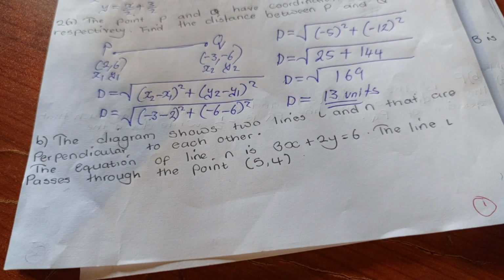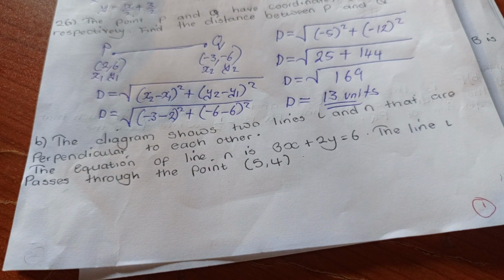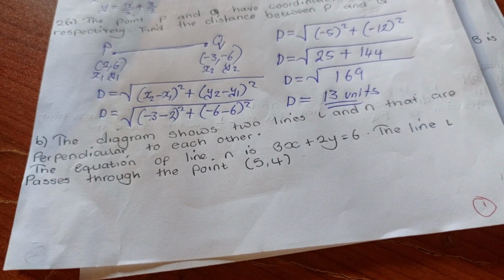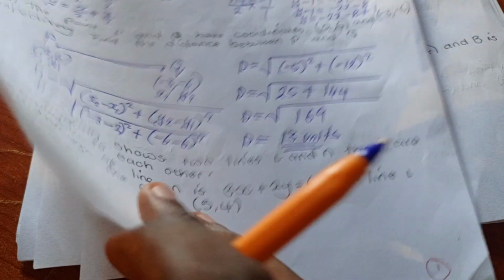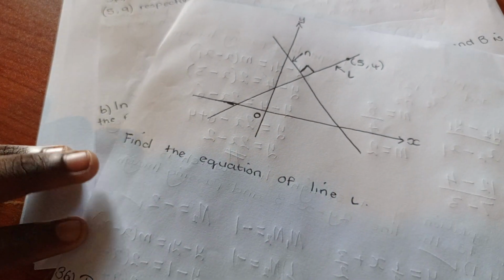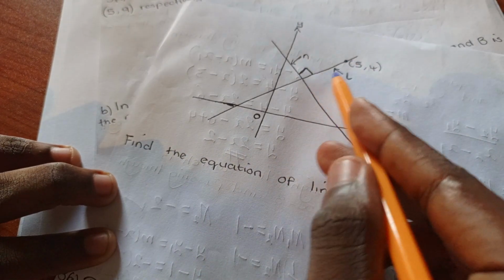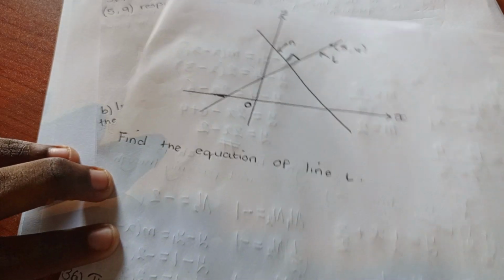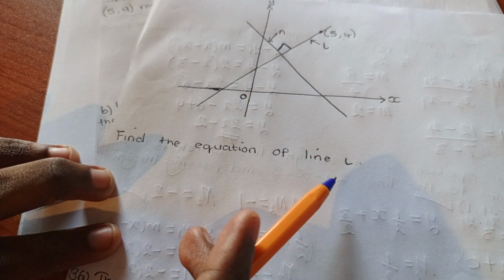The diagram below shows two lines L and N that are perpendicular to each other. The equation of line N is 3x plus 2y is equal to 6. The line L passes through the point (5, 4). So they want us to find out, so our diagram is that there. We have line L and line N. So find the equation of line L.